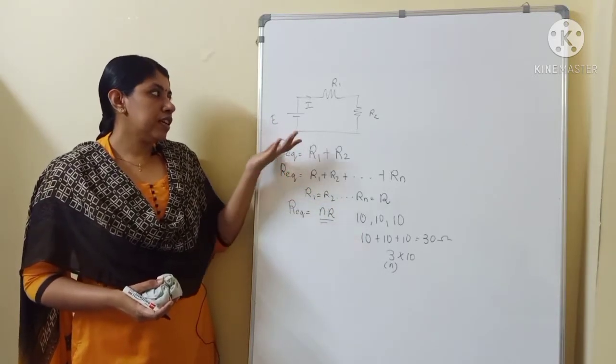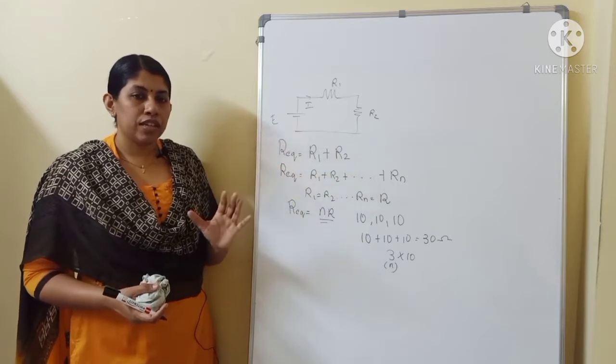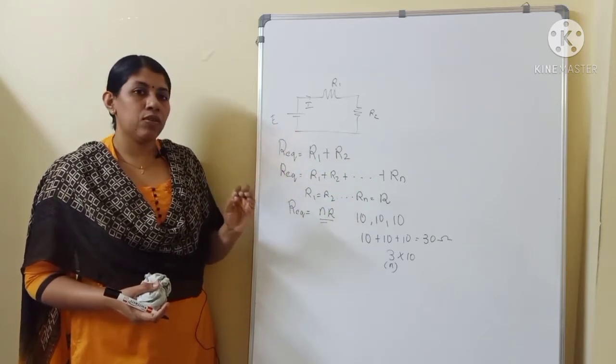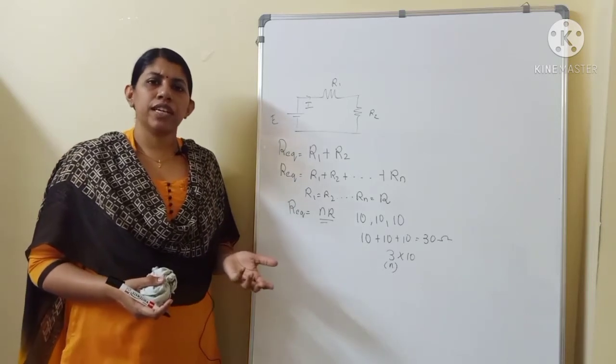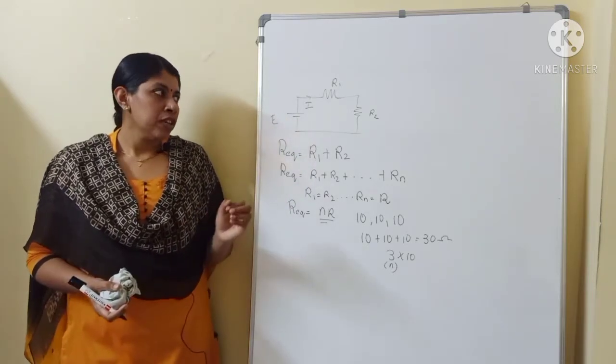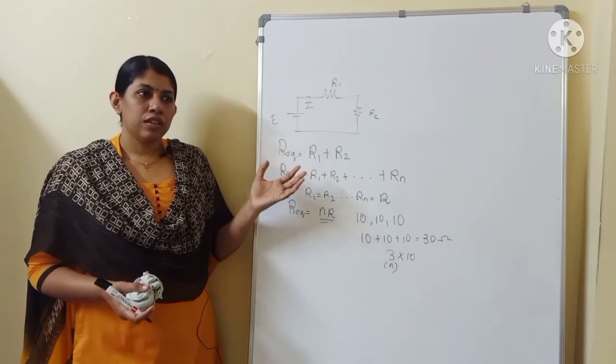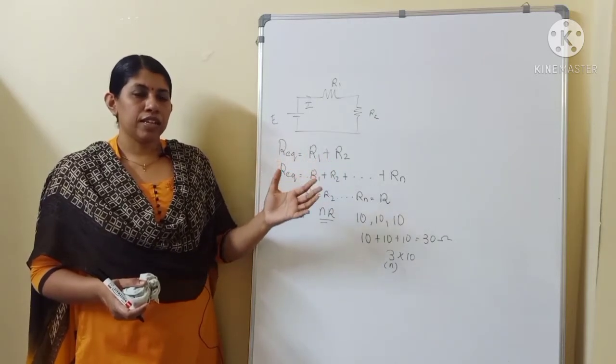Now to find the current flowing through the circuit, we need to study a law, and it is called Kirchhoff's voltage law, commonly referred to as KVL by all. Usually in textbooks they won't write it in the detailed way like Kirchhoff's voltage law.